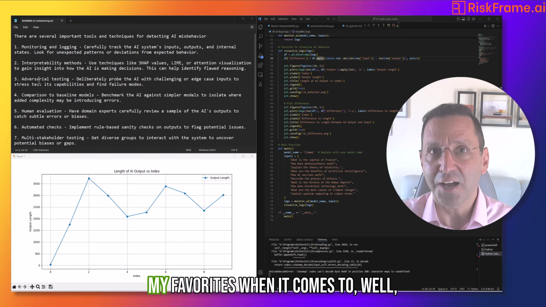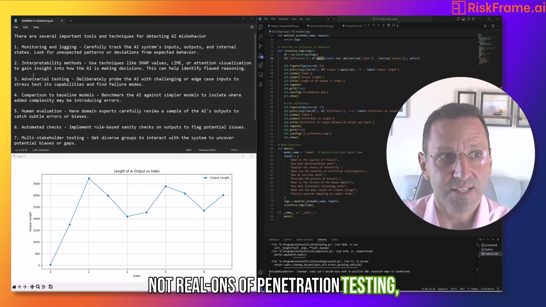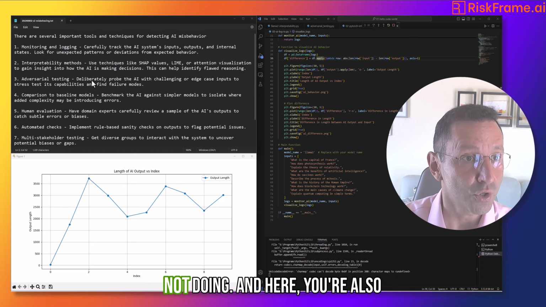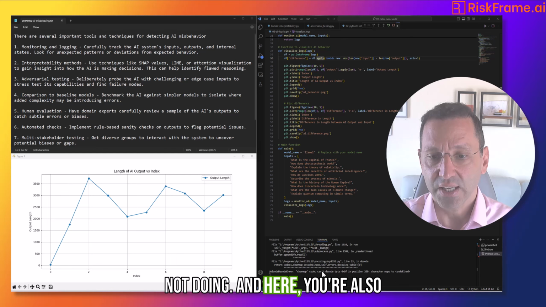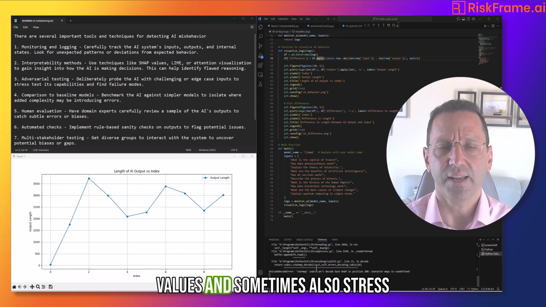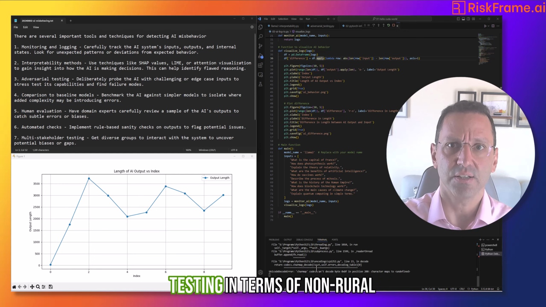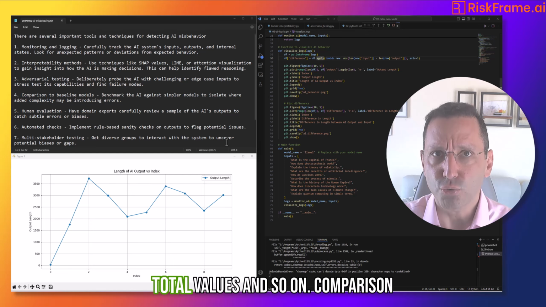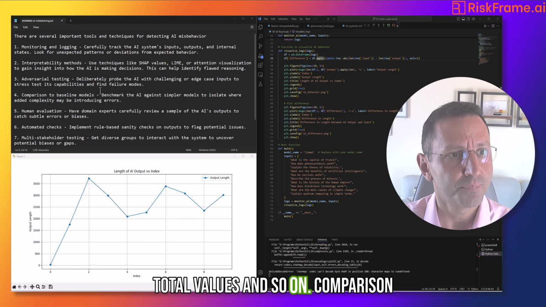Adversarial testing, one of my favorites when it comes to, well, the realms of penetration testing, red teaming, looking at what a specific model is doing and what it's not doing. And here you're also trying to probe the AI with specific values and sometimes also stress testing in terms of number of inputs, number of outputs, lengths, total values, and so on and so forth.